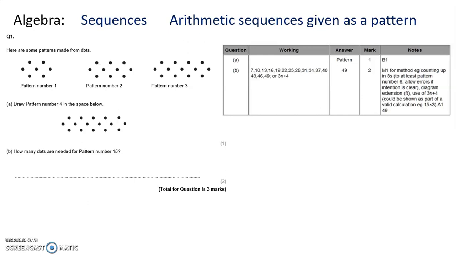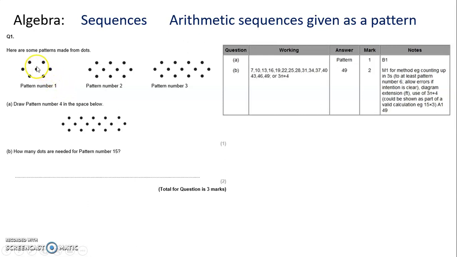Today we're going to be looking at generating arithmetic sequences from the nth term, but we're going to start today's lesson by looking at the answers to yesterday. So first of all, you have this question about the patterns made from dots.